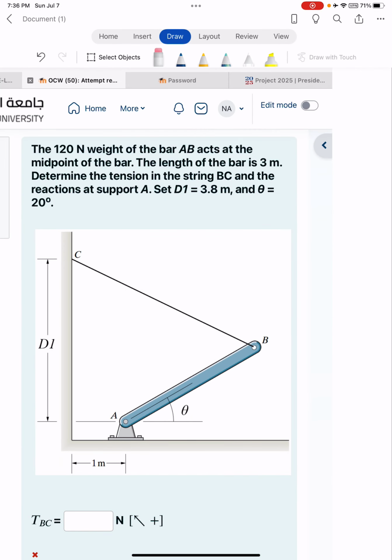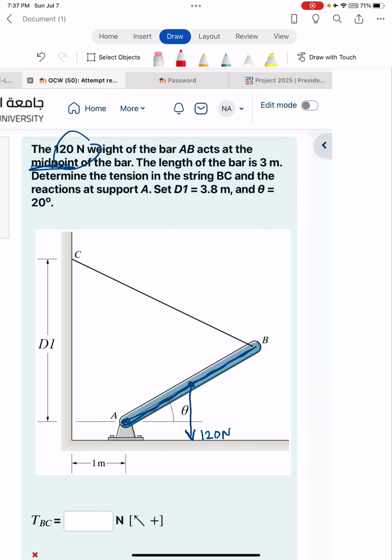Okay, let's look at this OCW. We have a bar AB, from here to here, that's a bar. And there's a load which is 120 Newton. It's acting at the midpoint of the bar, so acting at the midpoint here. Of course, the load is always following gravity. 120 Newton.